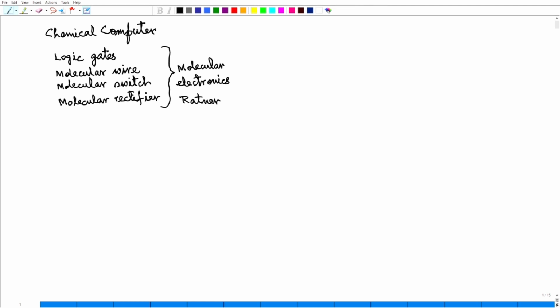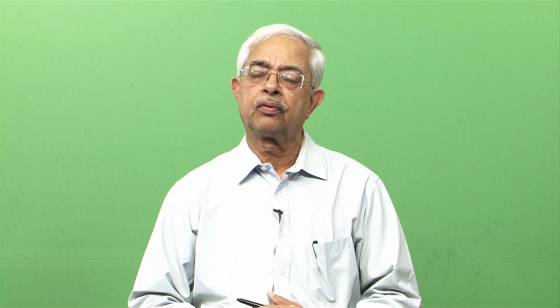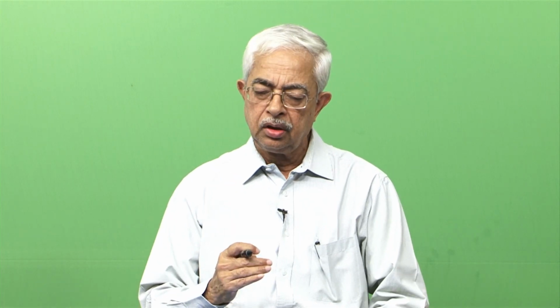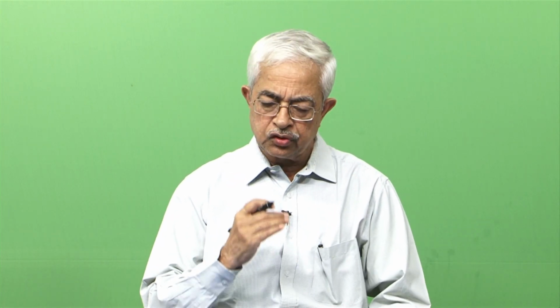So, let us first discuss what logic gates are. Here fluorescence is very important. Why? Because fluorescence is sensitive, fluorescence is quick, and fluorescence can be selective also.